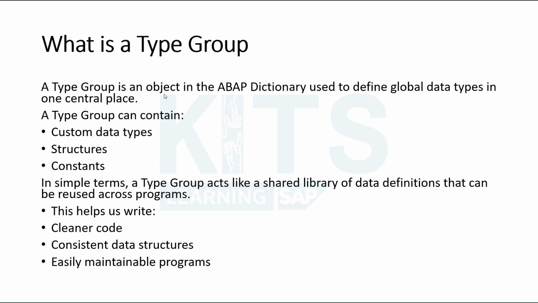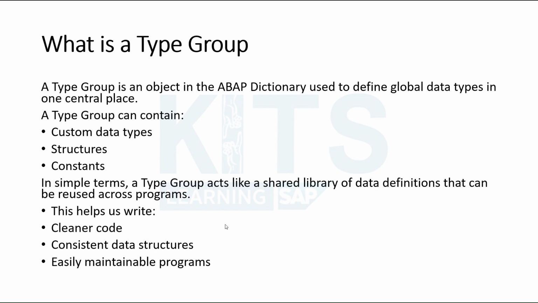Before we understand why type groups are needed, let us first understand what a type group is. In SAP ABAP, a type group is an object in the ABAP Dictionary that is used to define global data types in one central place. A type group can contain custom data types, structures, and constants. These definitions are stored outside the program, inside the ABAP Dictionary. Once a type group is created and activated, its data types can be used in any ABAP program by including it using the TYPE-POOLS statement.